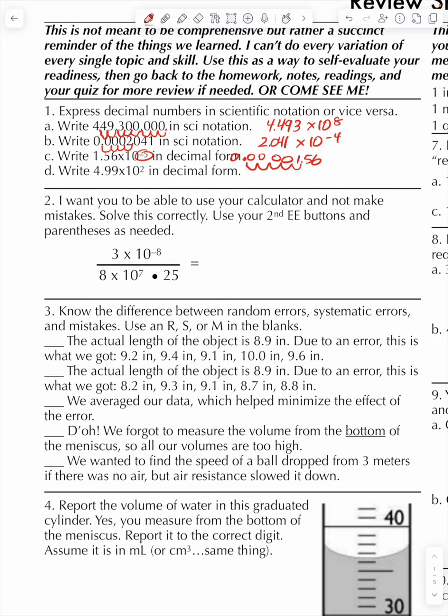Okay, what about 499 times 10 to the second? You probably already know it's 499. But if you do it this way, you go 4.99, and now we're going to move the decimal place over twice, so we get 499. All right, let's move on.